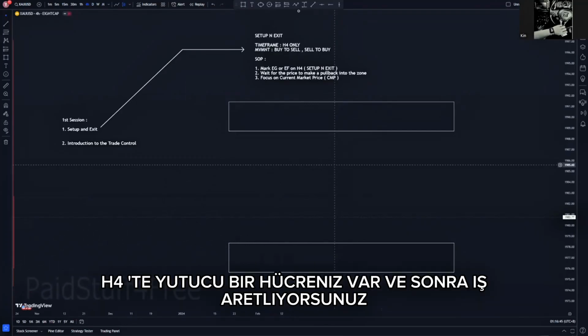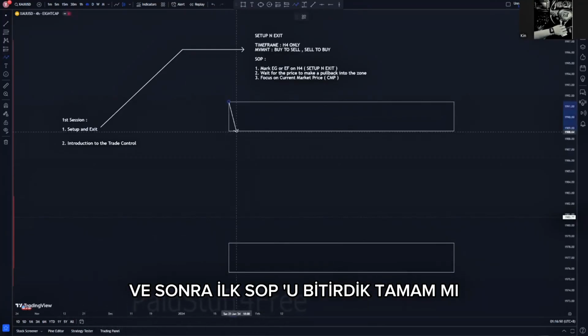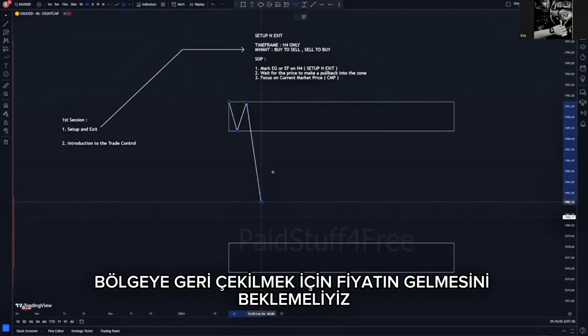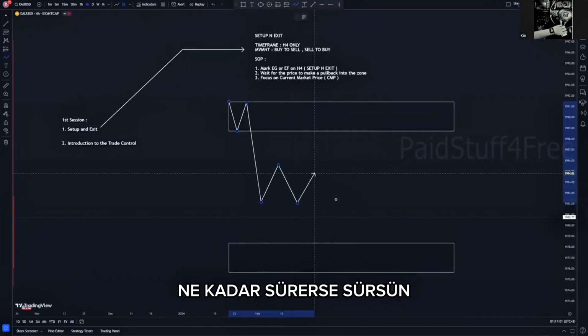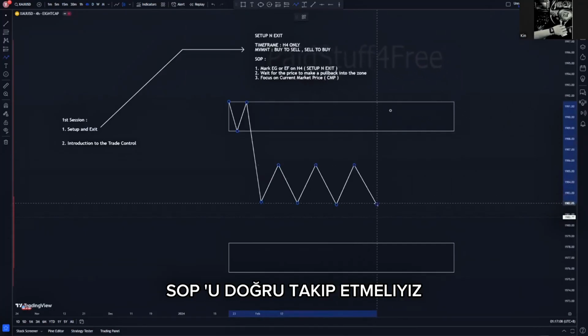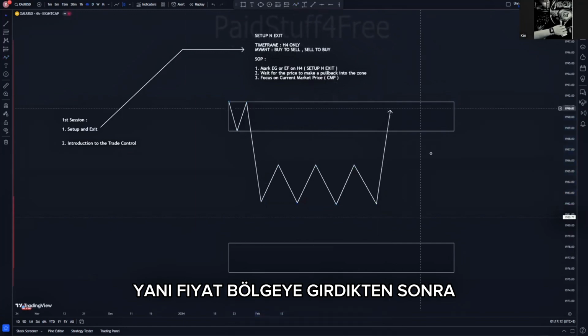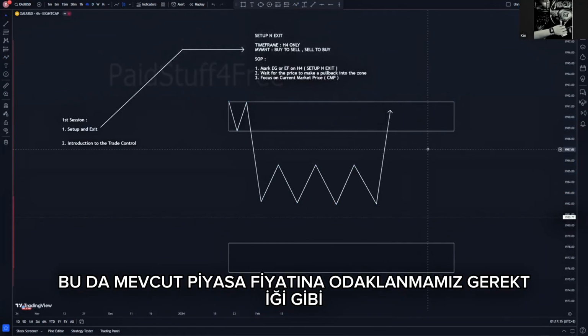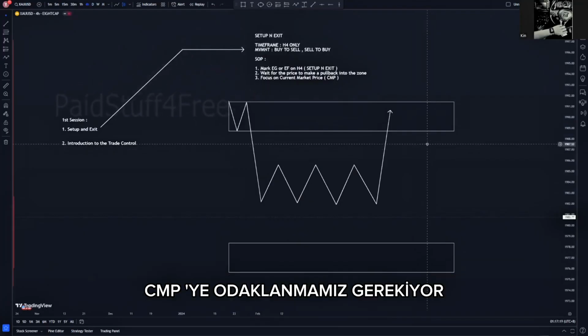So for example, you have an engulfing sell on H4 and then you mark it. And then we're done with the first SOP. After that, we need to wait for the price to make a pullback into the zone, no matter how long it takes, because we need to follow the SOP. After the price has made a pullback into the zone, we go to the third SOP, which is to focus on the current market price, the CMP.